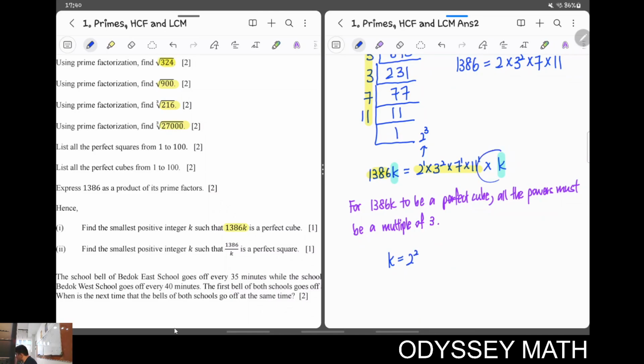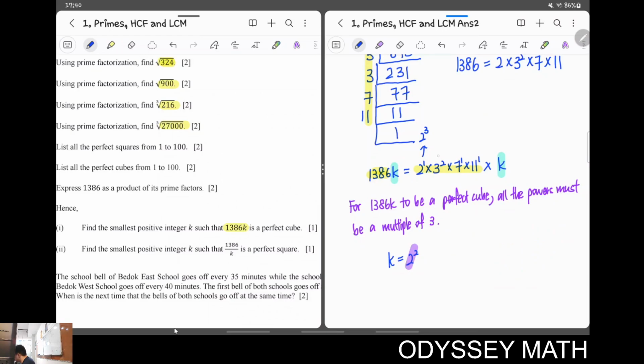Agree? Because we want to choose k such that it's a perfect cube. So to make it a perfect cube, I need all the powers here to be multiples of 3. So the smallest number after 1 that is a multiple of 3 is the number 3. So to get 2 to the power 1 to become 2 to the power 3, I need my k to be 2 to the power 2. You think about it this way: 2 to the power of 1 times what gives you 2 to the power of 3? Times 2 squared. Because 2 to the power of 1 is 2, 2 squared is just 2 times 2. So 2 times 2 times 2, you multiply itself 3 times, you get 2 to the power of 3. Understand? So we need k to be 2 squared, one of it.